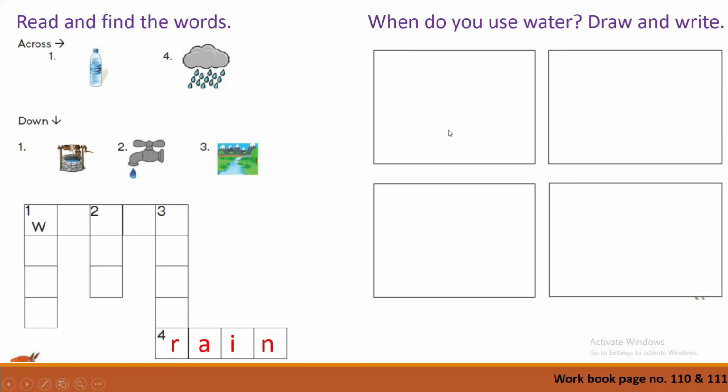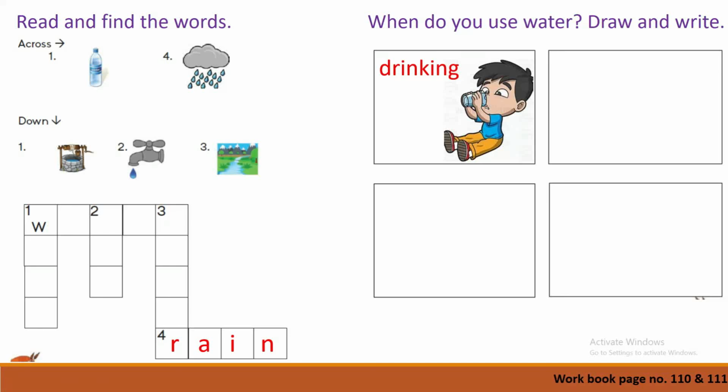Can you remember? Yes. Cooking, washing, drinking, farming. Now you have to draw the pictures and write the use. Okay. I will show you the example. First use here, drinking. Then you can draw a picture. There are three more boxes. You have to draw your picture and write the use.